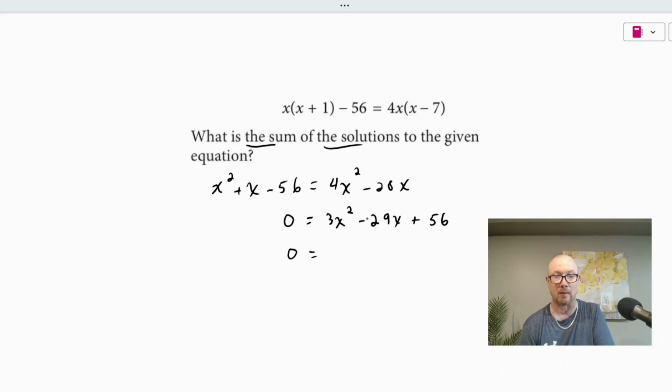So I would get, from our formula, the opposite of b. So remember, we're going the opposite of b over a. So I'd say the opposite of negative 29, which is 29, divided by 3 would be my answer for the sum of the solutions. So much simpler, much easier, much faster.